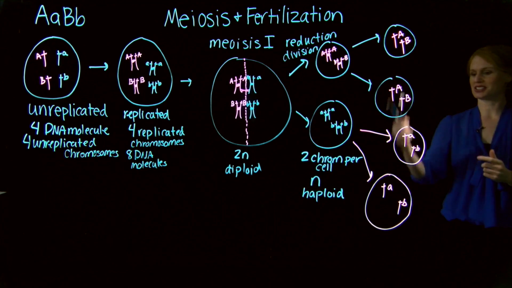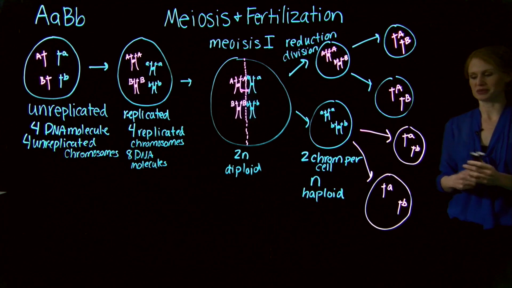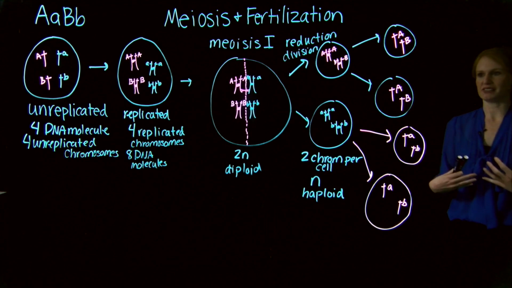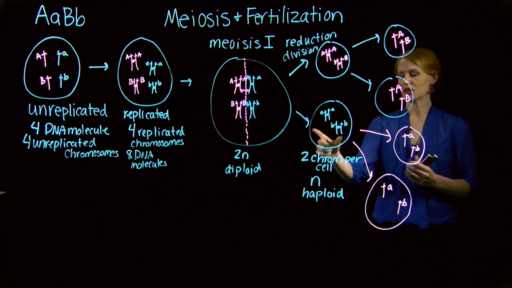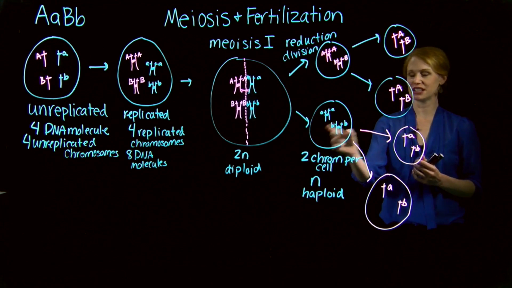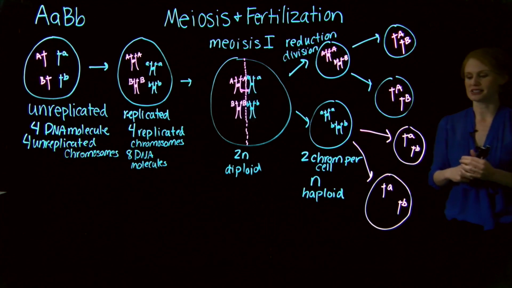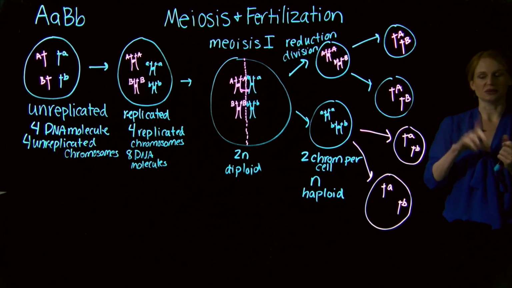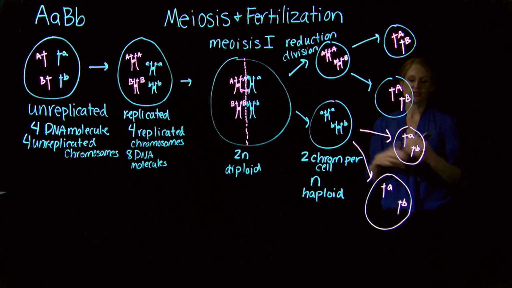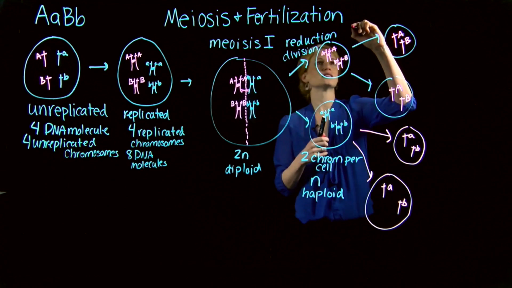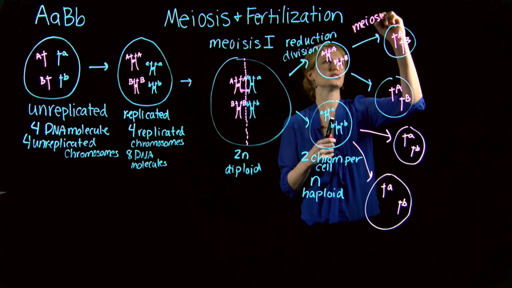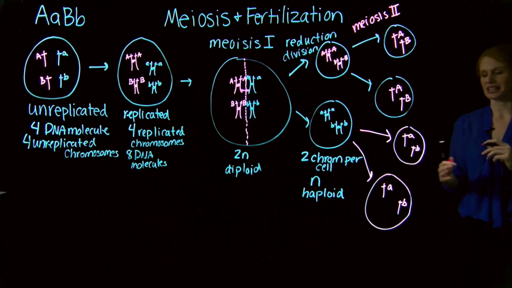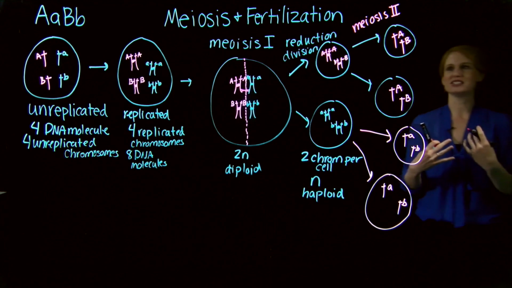So notice now that each cell still has 2 chromosomes. These cells are still haploid. We have not reduced chromosome number, but we've cut in half the number of DNA molecules. We started out with a cell with 2 chromosomes and 4 total DNA molecules, and now we have cells that have 2 chromosomes, each consisting of 1 DNA molecule. So this is the result of meiosis II and cytokinesis. So what we have here are 4 haploid gametes.